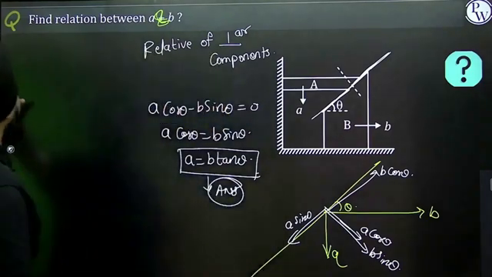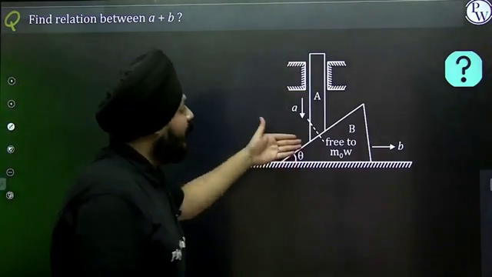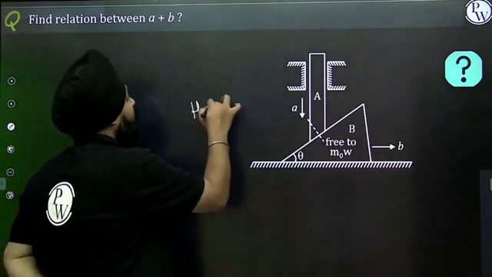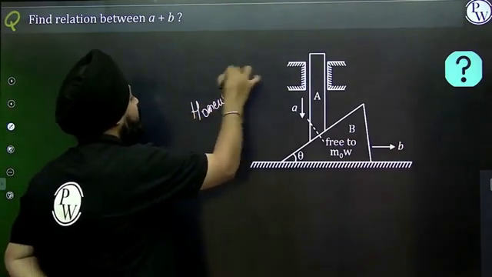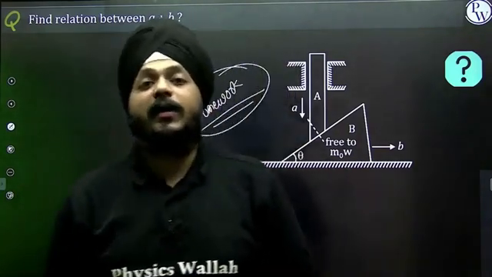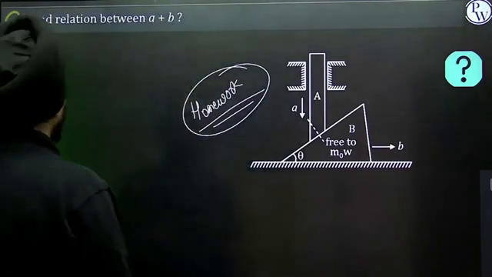Okay, now let's move on to another example. Same thing. This A is moving downward, B is moving towards the right side. So this is homework. You can solve it and post the answer beneath the video. So this is the complete tension part.